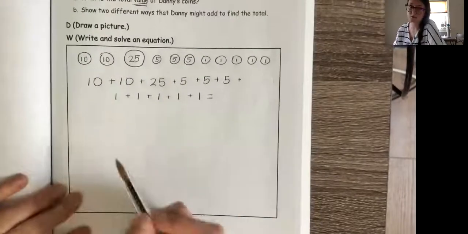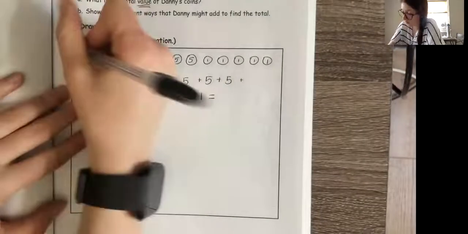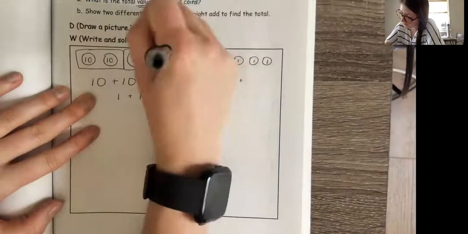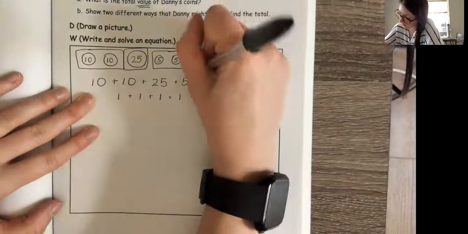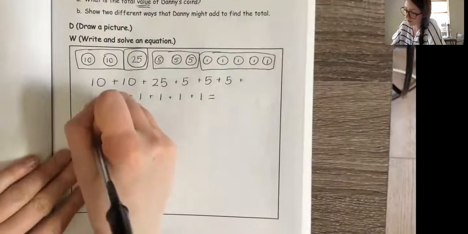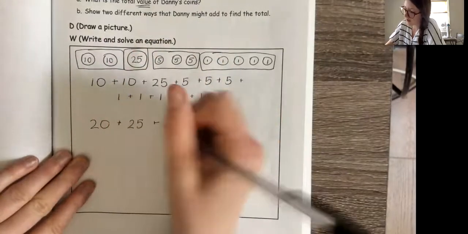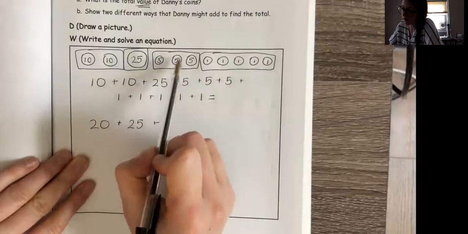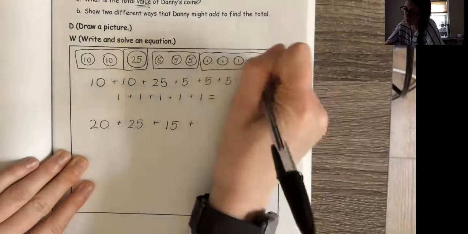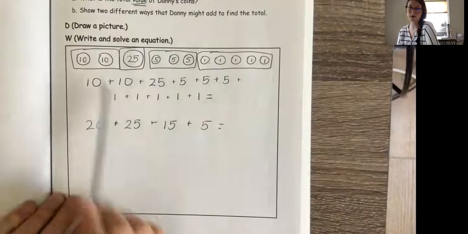Another way I can find the total is I can add up my coins by what coins they are. So I know these are my dimes. This is 1 quarter. We have 3 nickels, and then we have our 5 pennies. So what I can do is I can add them up first, right? So my 2 dimes together, 10 and 10 gives me 20. My quarter, 25. I have 3 nickels, so 5, 10, 15. And then I have my 5 pennies, 1, 2, 3, 4, 5, which equals 5 cents. Okay, so these are 2 different ways that I can add to find the total amount.